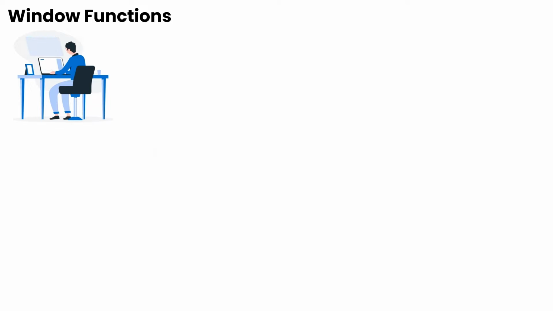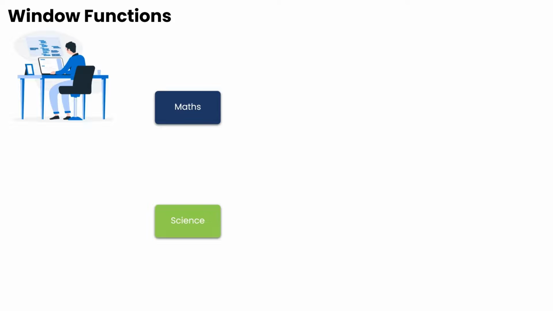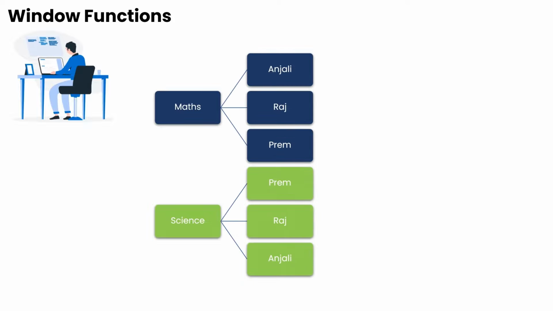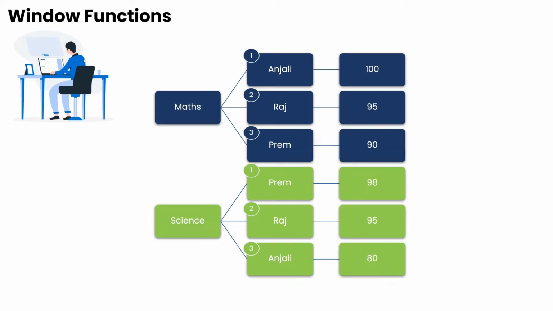Let's learn window function in a simple way. So what is window function? Imagine you have two subjects, maths and science, and three students, Prem, Raj and Anjali. You want to see who ranked first in each subject. A window function will create separate windows for maths and science and then calculate the rank within each window independently. As simple as that. It's a kind of function which lets you perform calculation across a set of rows related to the current row without merging them into a single row.